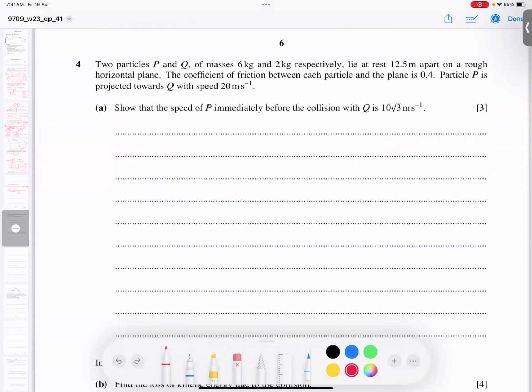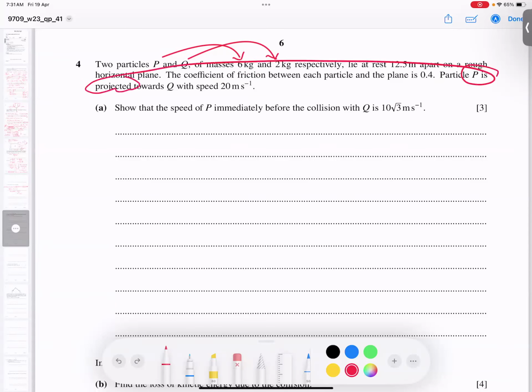He's saying two particles P and Q. P's mass is 6, Q's mass is 2. Be careful, it should not mix up. And they lie at rest. What is the gap? 12.5 apart. And the coefficient of friction between the surface and the particles is 0.4.